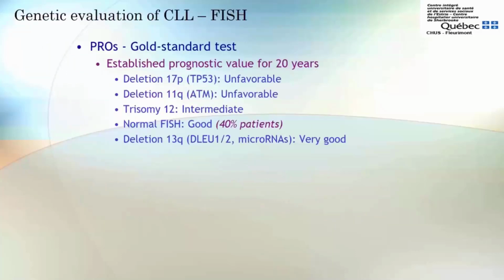Since more than 20 years now, FISH is the gold standard to perform genetic evaluation of CLL. 5 different types of results can be distinguished by targeting 4 chromosomal regions. Both deletion 17p and 11q are associated with unfavorable prognosis.